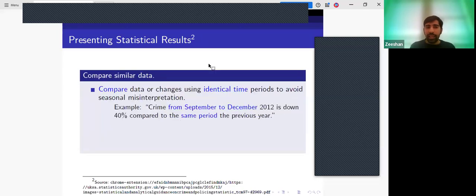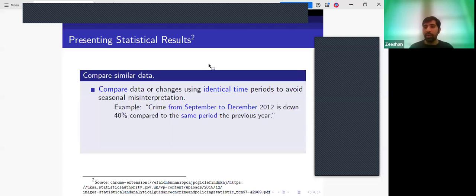Then, if there are things in the data that you want to compare, the comparison should be meaningful. So what does this mean? This means if you are going to compare two figures, then those should be from an identical time period. For example, if you compare the crime from September to December 2012 with the next year, 2013, then you should consider the same time period, September to December 2013.